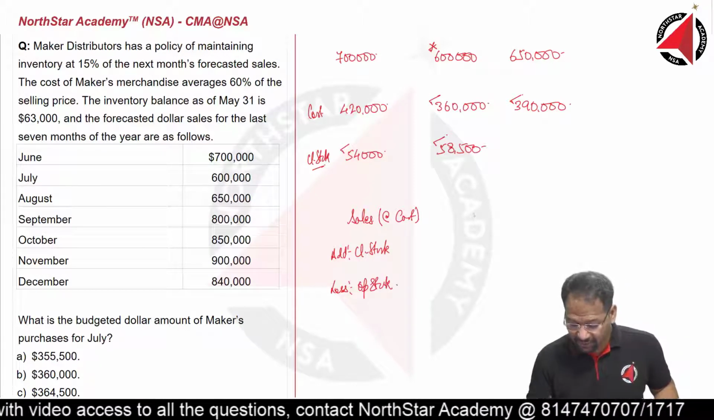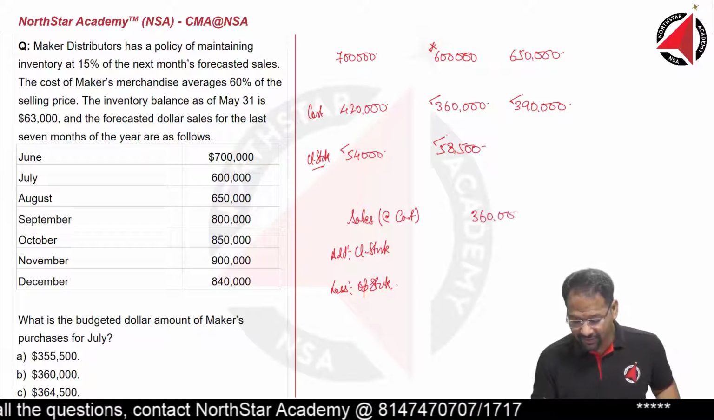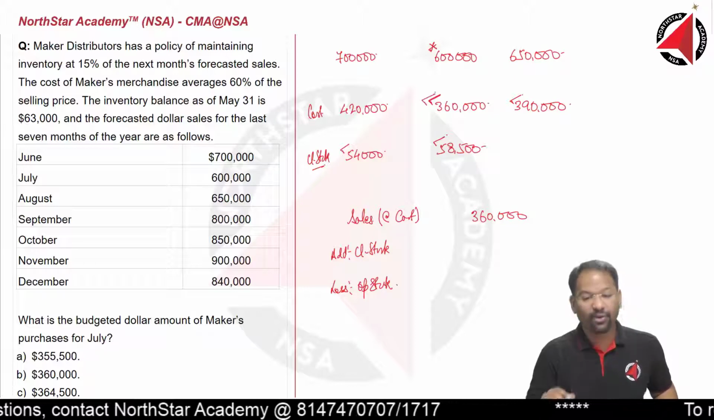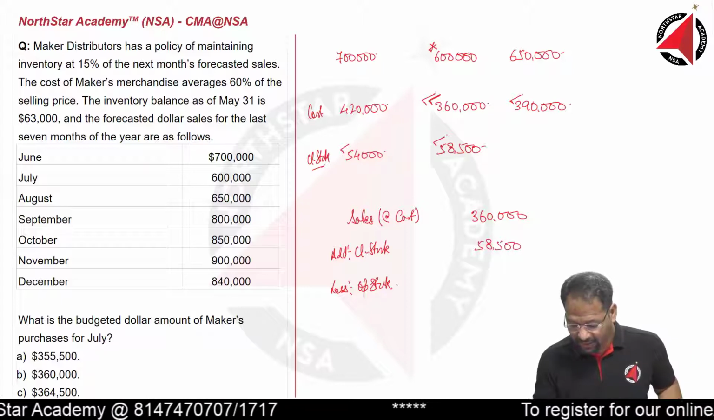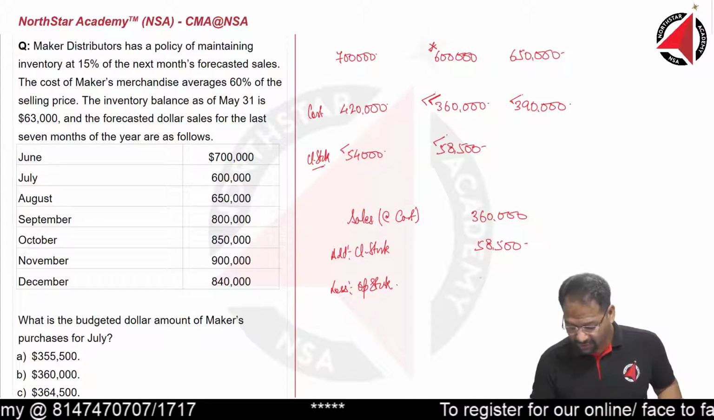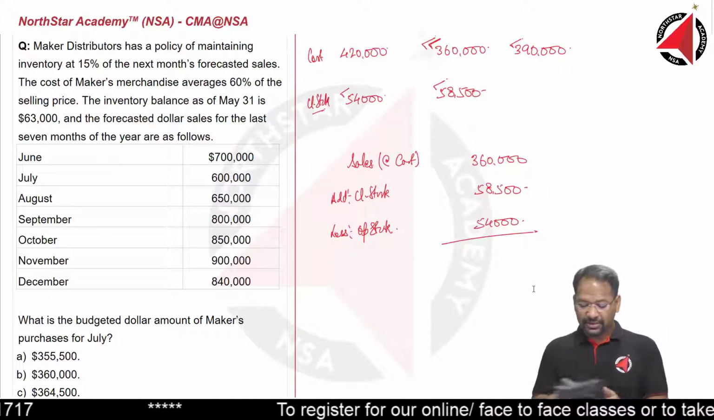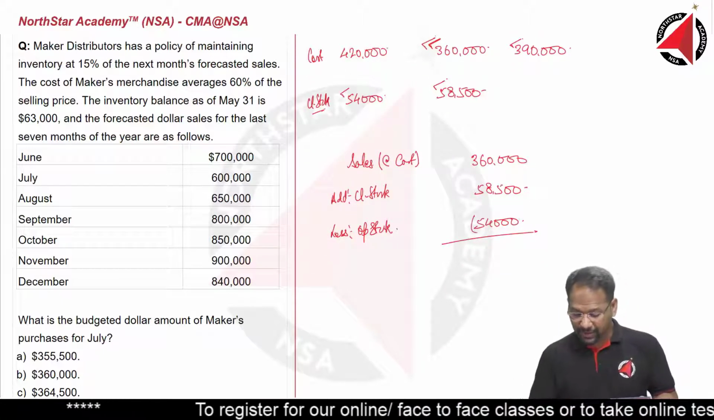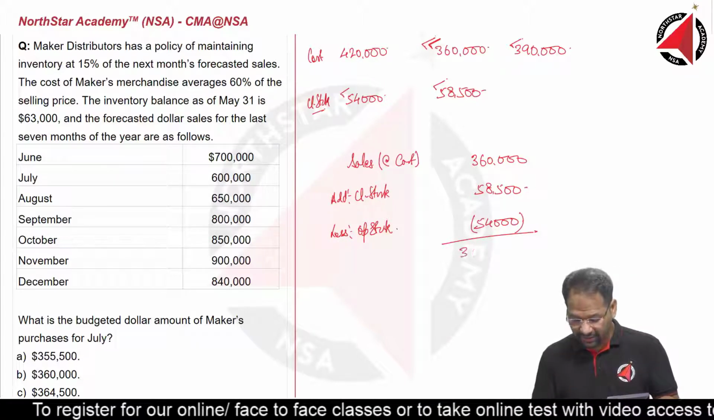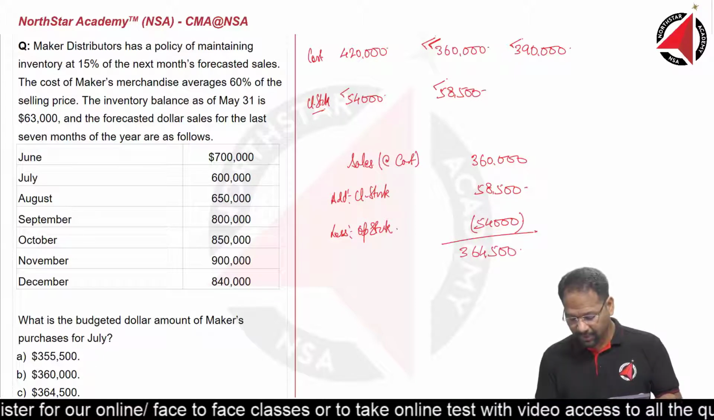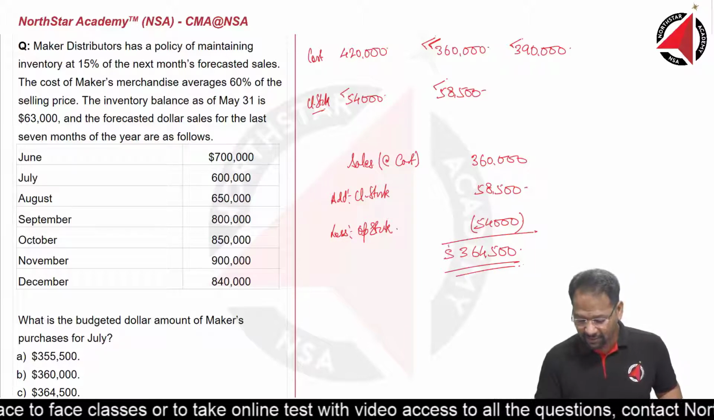Sales is given at cost. We will take 360,000. This is the cost value of the sales figure. Add closing stock 58,500. Subtract the opening stock 54,000. How much do we get? 360,000 plus 58,500 minus 54,000. We get 364,500. This is in dollars. Yes, this entire amount is in dollars.